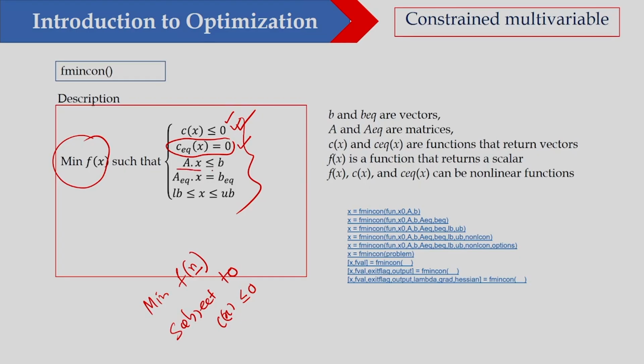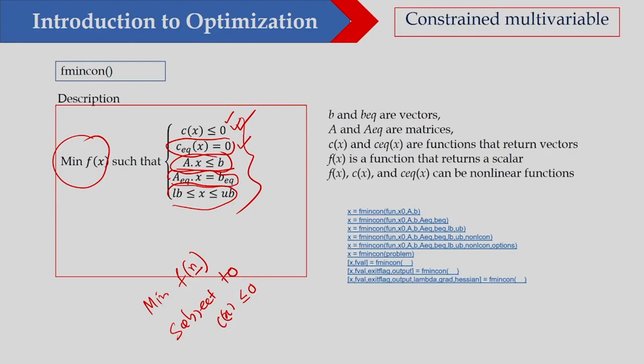Then you have linear inequality constraint. Suppose I have a linear inequality constraint, so I can define it here. And if I have a linear equality constraint, so I can define it here, and finally I can define lower bound and upper bound of the variable. So, here what I can use? I can use non-linear inequality constraint, non-linear equality constraint, linear inequality constraint and linear equality constraint.